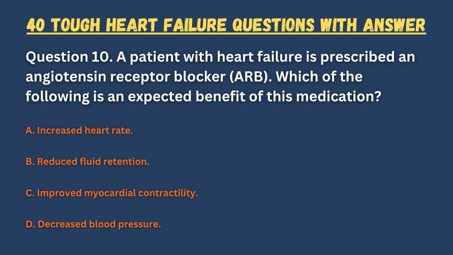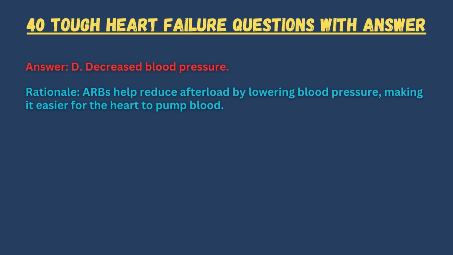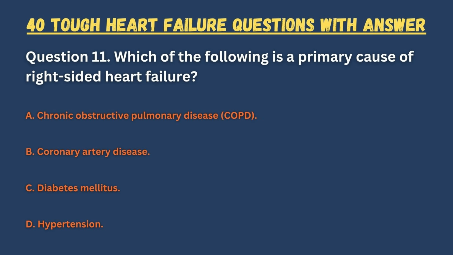Question 10. A patient with heart failure is prescribed an angiotensin receptor blocker (ARB). Which of the following is an expected benefit of this medication? A. Increased heart rate. B. Reduced fluid retention. C. Improved myocardial contractility. D. Decreased blood pressure. Answer: D. Decreased blood pressure. Rationale: ARBs help reduce afterload by lowering blood pressure, making it easier for the heart to pump blood.